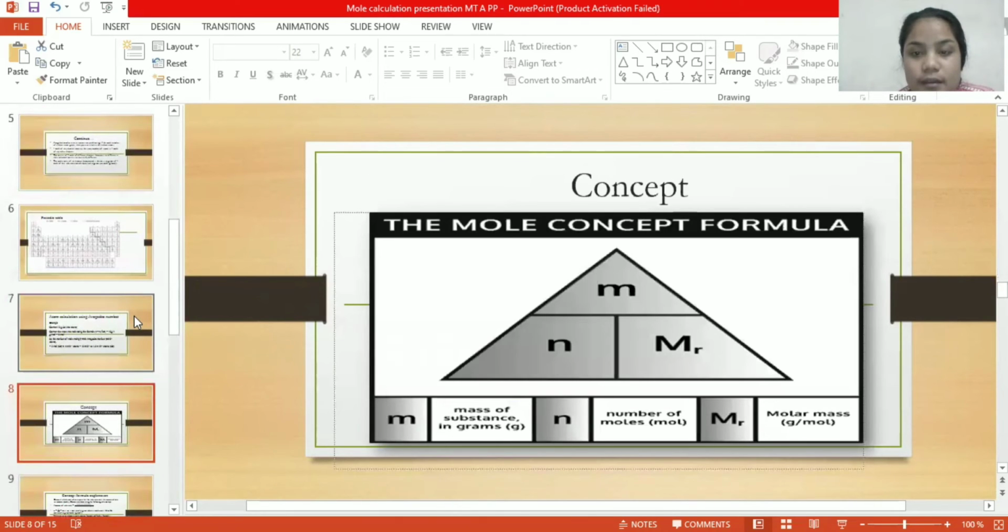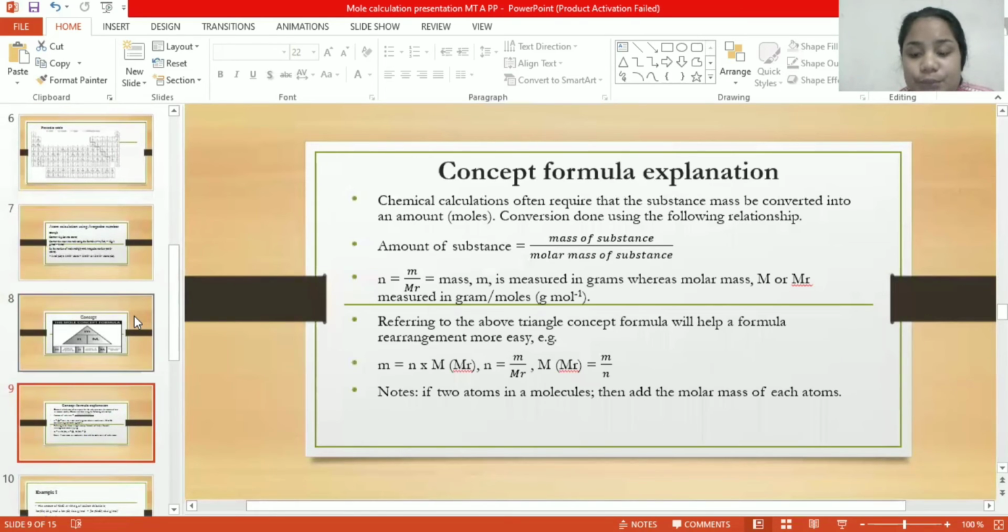By looking at this formula, this is the mole concept formula. As we can see, m stands for the mass in grams, n stands for the number of mole measured in mol, and Mr stands for the molar mass, often measured in gram per mole. So this is the very important concept formula to follow for finding the mole or for calculating the number of moles. So this is the concept in words.